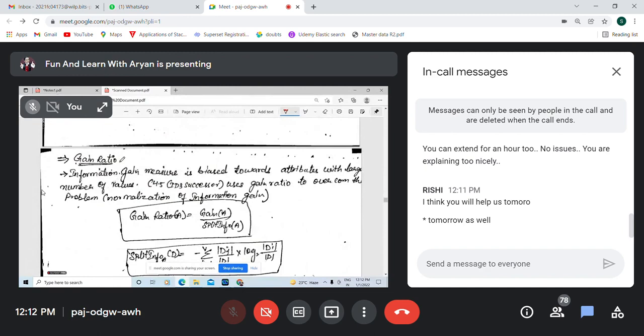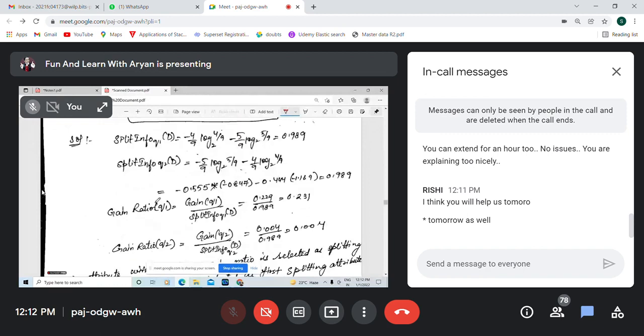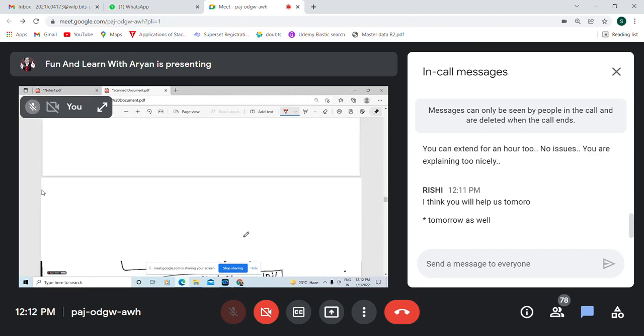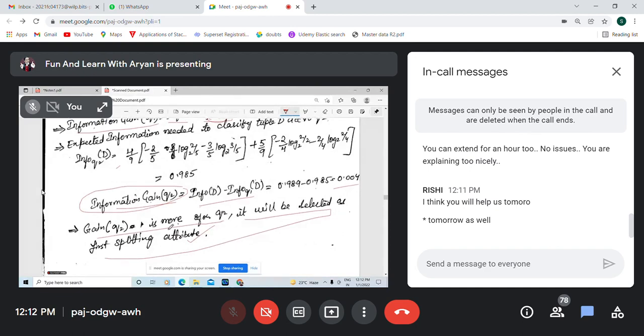Another way is gain ratio. Gain ratio is the gain that you got divided by split info of A. That means if you want to find out the gain ratio for Q1, you have to take gain of Q1 by split info of Q1. That means you have to take, what is the gain of Q1? How much you got? Where is Q1?